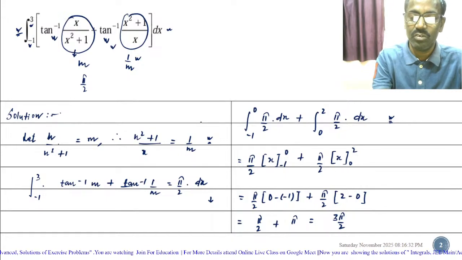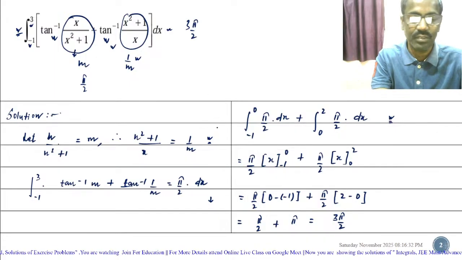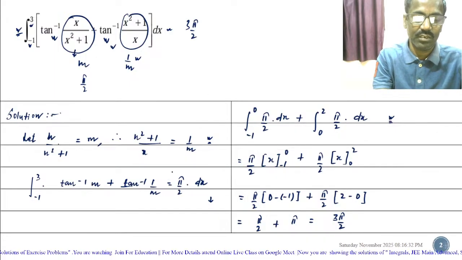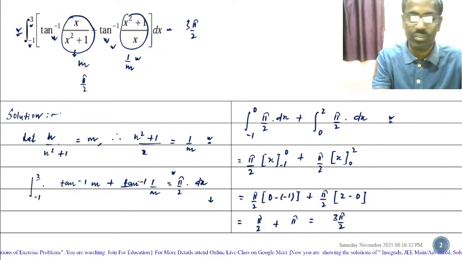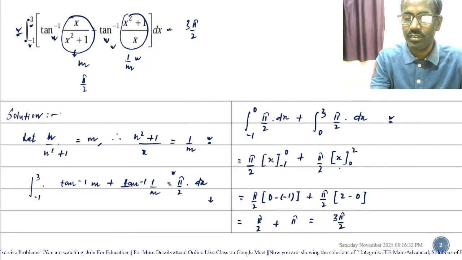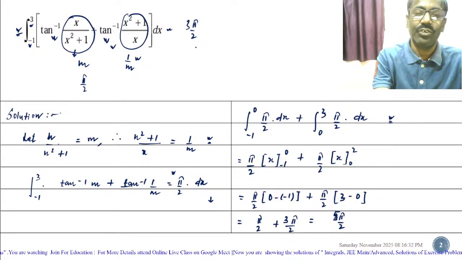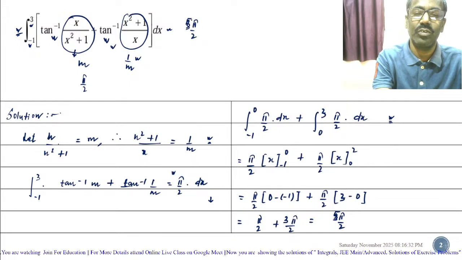So the value of this one will be 3 pi by 2. Let's see once again. This is pi by 2. Sorry, here will be the integral from -1 to 0, and here will be 0 to 3. Oh, okay, 0 to 3. So we write 3 minus 0, then here will be 3 pi by 2. It means that here will be 5 pi by 2. So the value of this one will be 5 pi by 2.